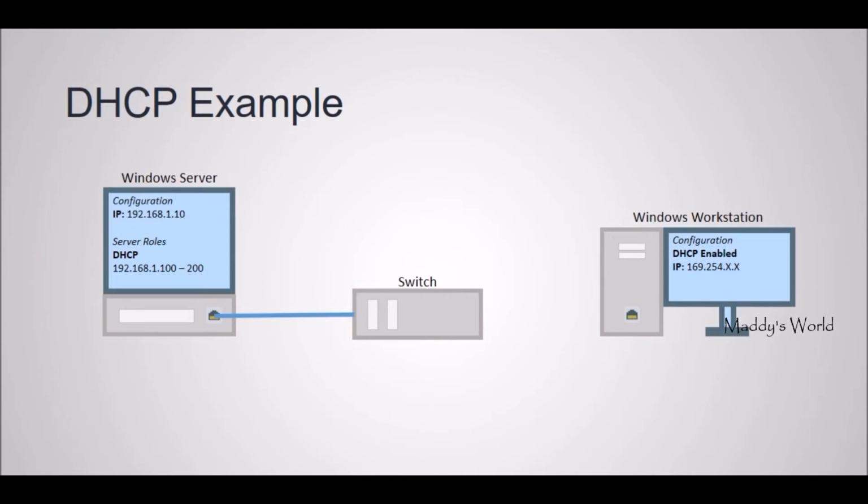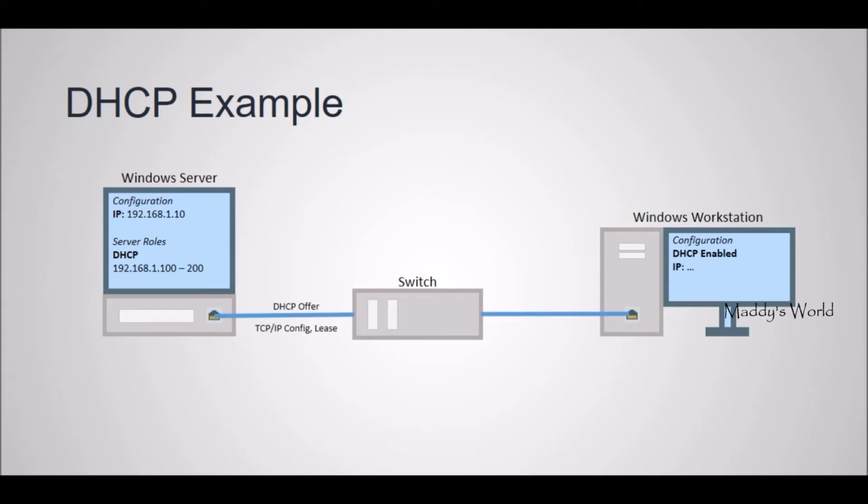In this example, we are only showing two computers and a switch. Right now, the Windows workstation is not plugged into the switch. Since it could not find a DHCP server, it has assigned itself a private IP address. Once we plug the network cable into the switch, the client computer begins broadcasting a DHCP discover request. The request is sent to the entire network in hopes that the message will reach a DHCP server.